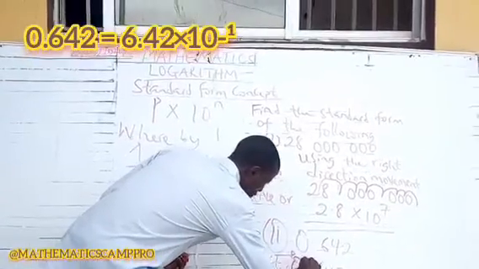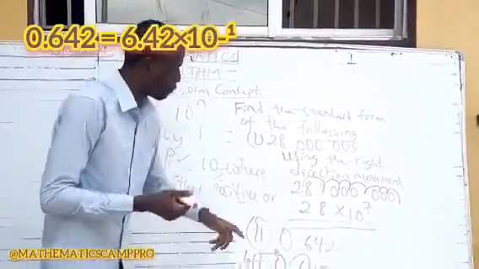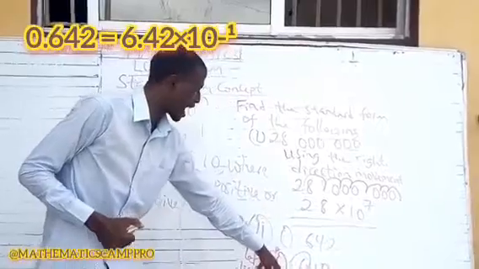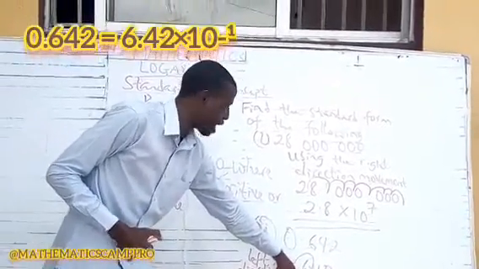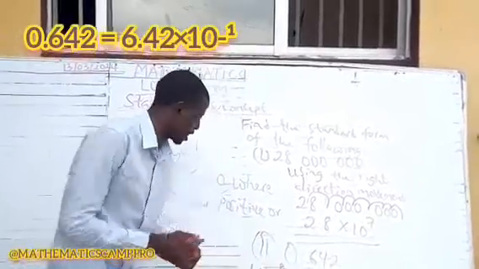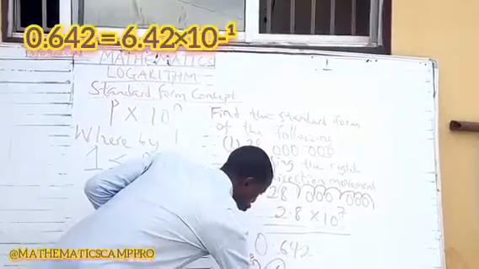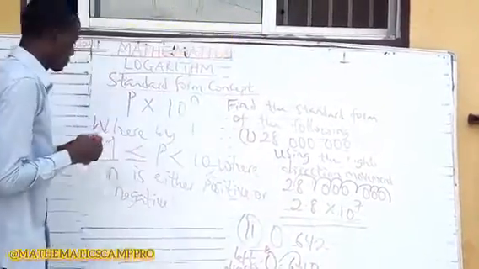That is going to be 1. I only move 1 before getting to the significant number. Immediately I strike at a significant number, I have to put an end to it. It's now going to be 6.42 times 10 raised to power minus 1.